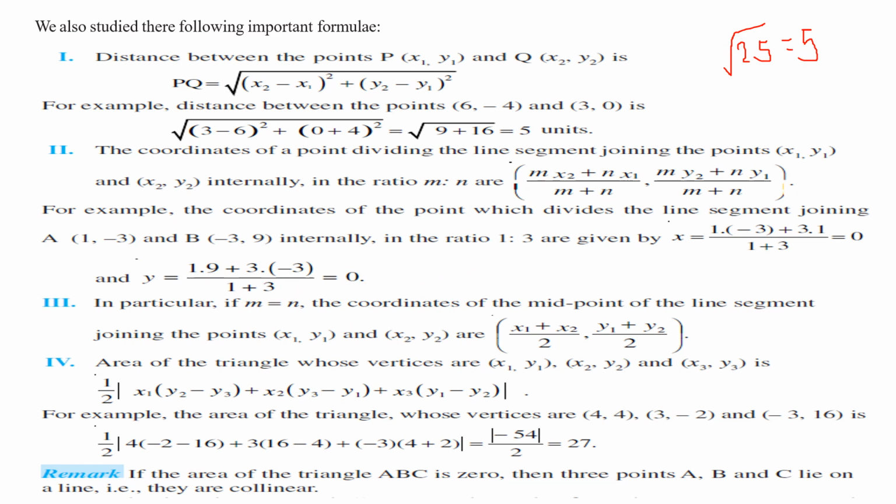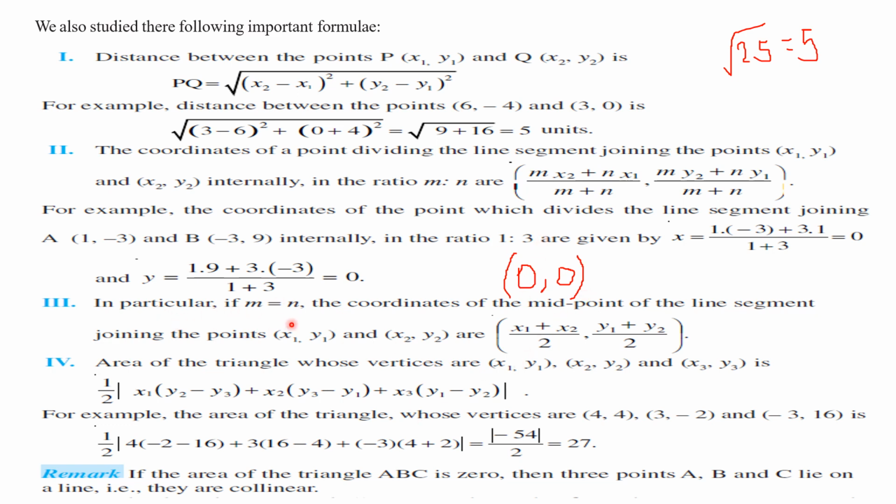So the required point is, what is the required point? 0 comma 0. Okay, my children, this is the required point. Understood this point, my children? This is the required point. Now come to the next.